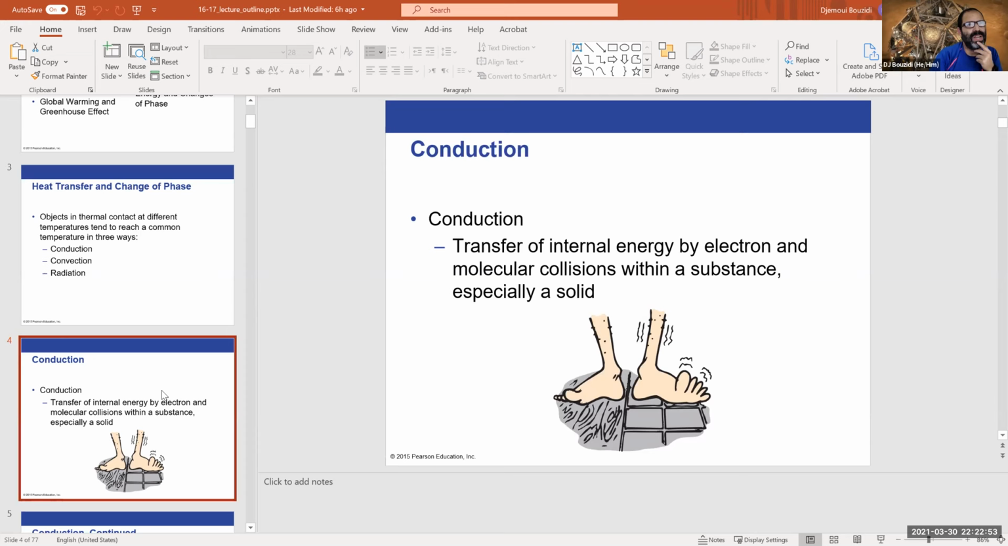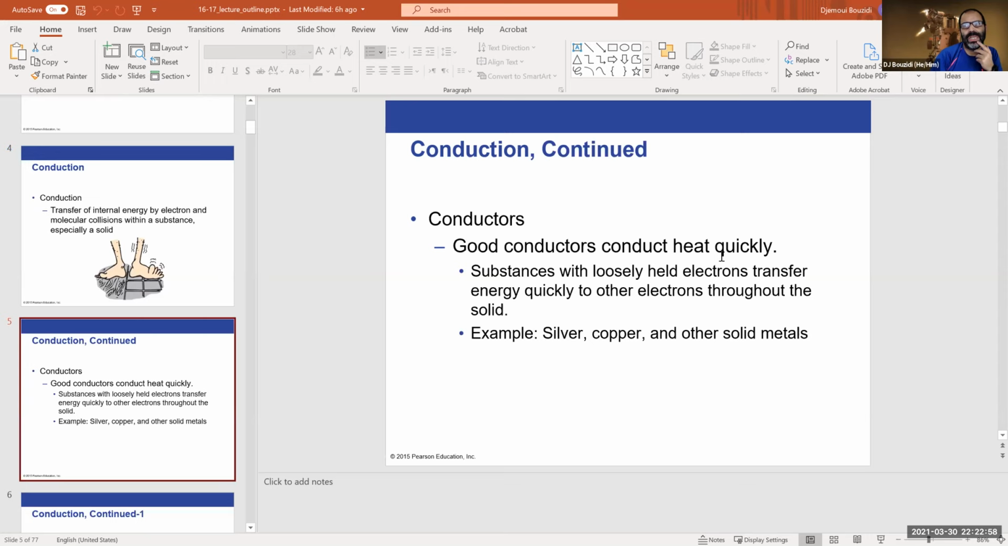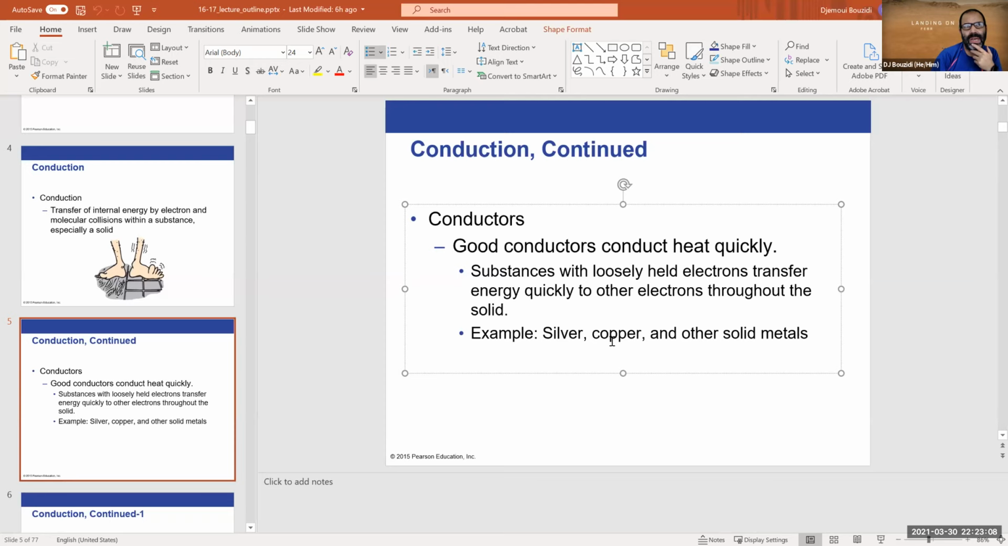Okay, so good conductors conduct heat. Substances with loosely held electrons transfer energy quickly to other electrons through the solid. Good conductors of heat are silver, for example, which is a good conductor of electricity. Copper, which is a good conductor of electricity, is also a good conductor of heat, and other solid metals. Basically all of the metals that are good conductors of electricity are good conductors of heat, because a metal by definition is a material that has available electrons to move around.